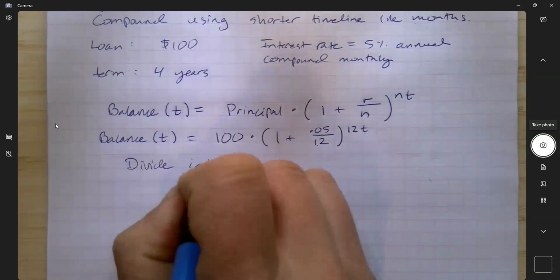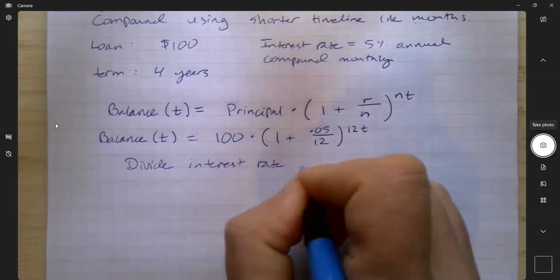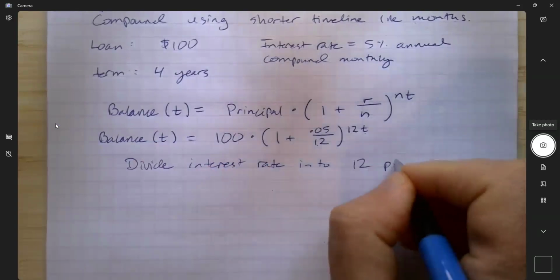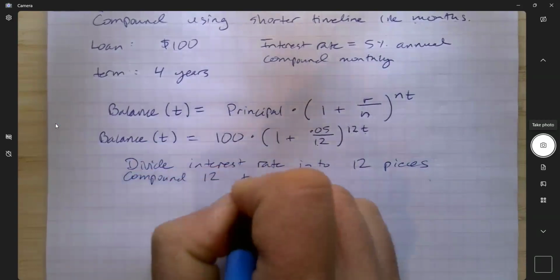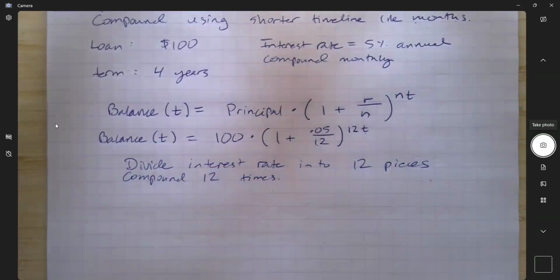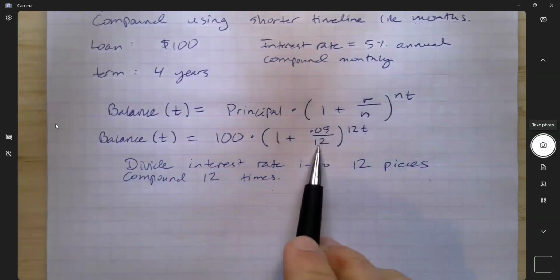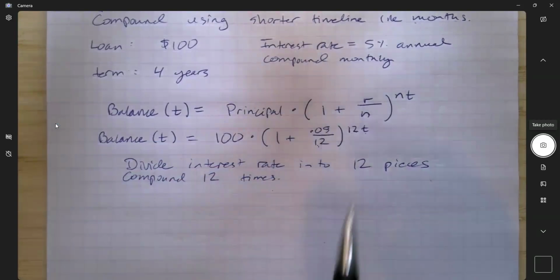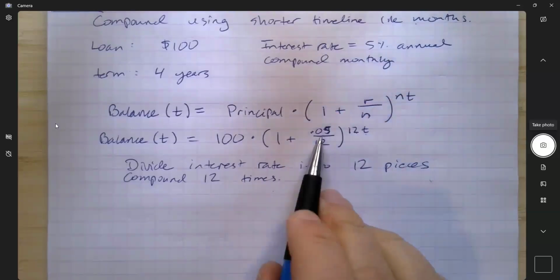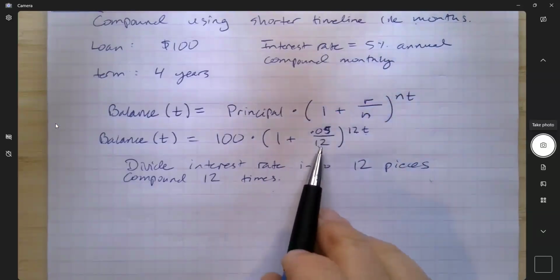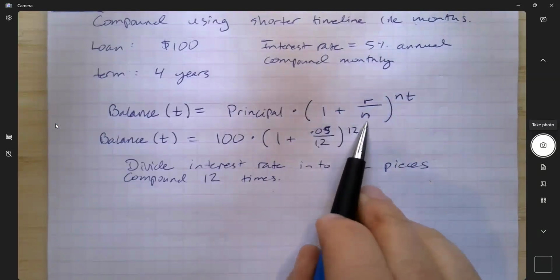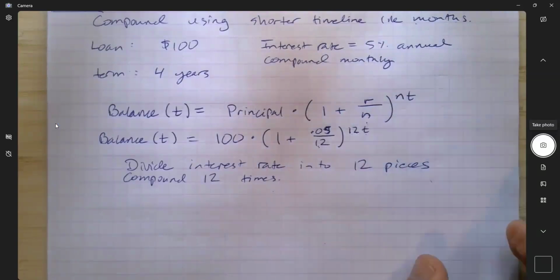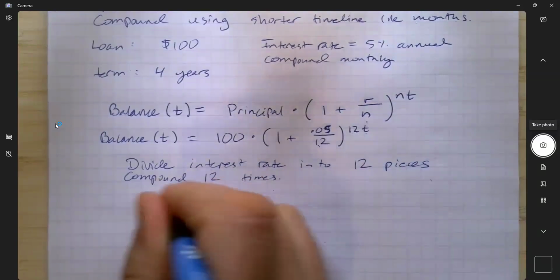So we divide the interest rate into 12 pieces and we compound 12 times. 5% interest rate divided into 12 pieces because now we're compounding every month. I can't do 5% every month. That would be way too high. So I divide it by 12. But since we're compounding every month, after 1 year, I've done this 12 times. After 2 years, I've done this 24 times. So now let's build our table.